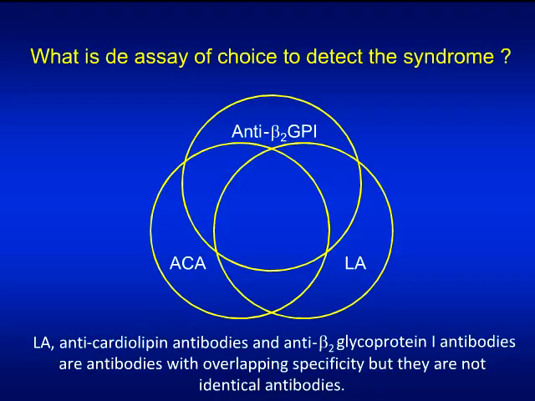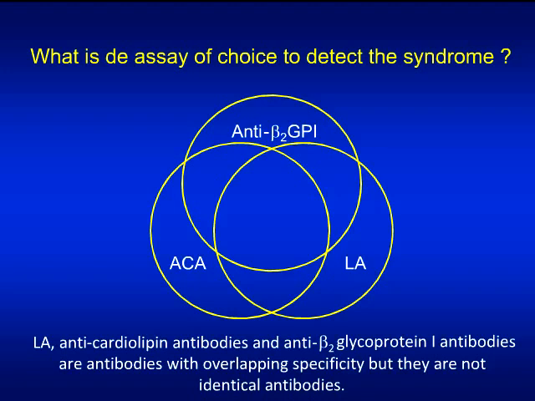You have 3 different assays, and the question is, are all 3 evenly good, or are there differences between them? It was clear from the beginning that these 3 assays are not the same. The antibodies that you detect with the lupus anticoagulant, with the anticardiolipin ELISA, or with the anti-beta-2-glycoprotein 1 ELISA are overlapping but not the same. Many patients have all 3 antibodies, some have 2, some have 1. So they are not identical.